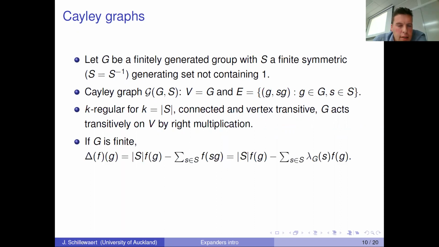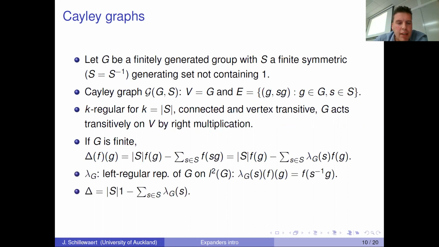I will not dwell too much on this, but my Laplace operator from before I can now apply in this context. For those who know what this is, I'm looking at my time. You can write this now in the form K times the identity minus something called the left regular representation. I will not dwell on this. You can look up more on that if you want to. But the important part is, given a group, you can associate a graph to it, and we're going to try to use this to construct expander graphs.